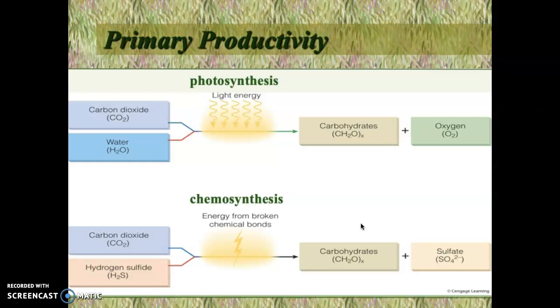Those are called producers or primary producers. They do that through photosynthesis or chemosynthesis. And if you're not doing that, then you're a consumer. That means that you're eating either one of these photosynthesizers, or you are eating something that ate something else.